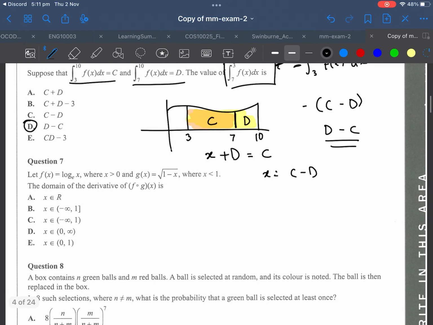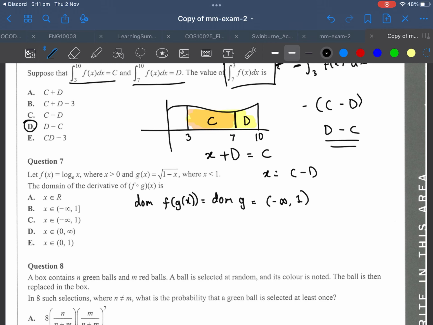Okay, moving on to question number 7. So the domain of the derivative of f of g of x is... okay, so we know that the domain of f of g of x is going to be equal to the domain of g, which is going to be negative infinity to 1.